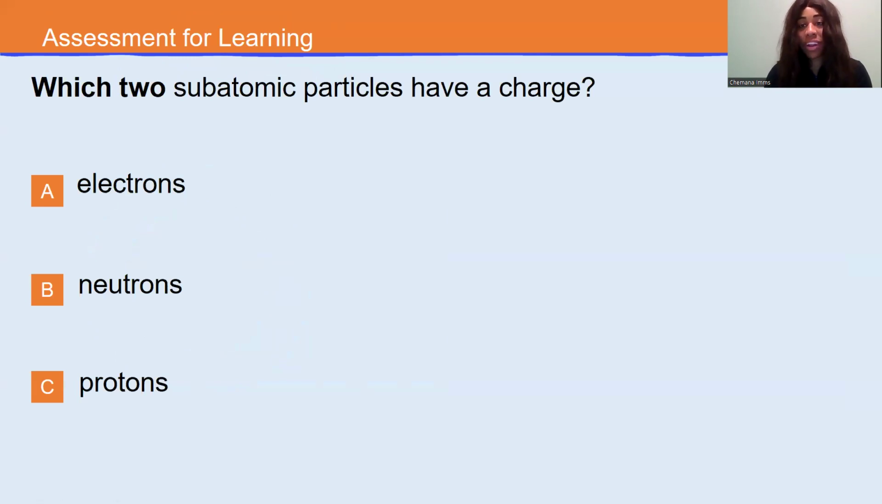Okay, so what we've got now is a small little quiz that is going to essentially assess your learning and what you've learned from this slideshow. The first question that I've got is which two subatomic particles have a charge? Is it A, the electrons, B, the neutrons, or C, the protons?